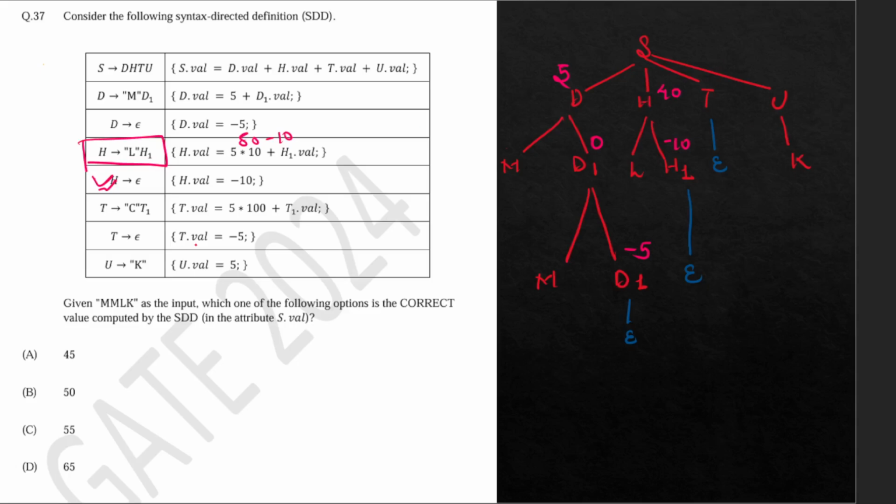Now t to e is minus 5. So t will have minus 5. U to k will have 5. Now this is the last operation which we have to perform. So d value is 5. H value is 40. T value is minus 5.